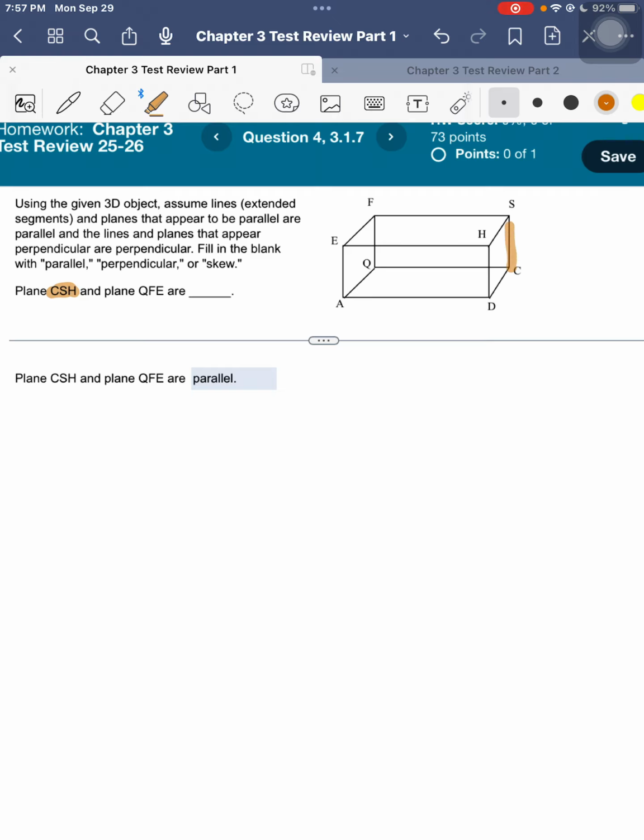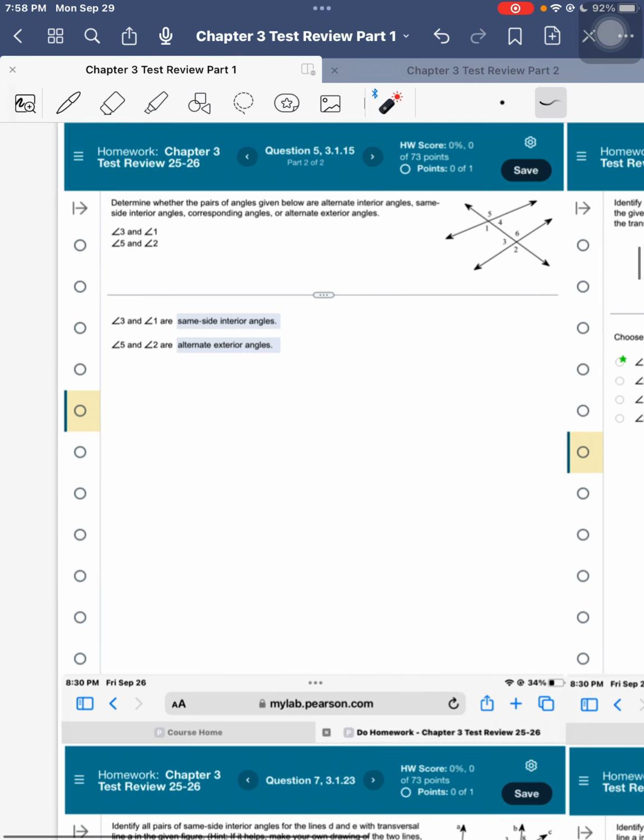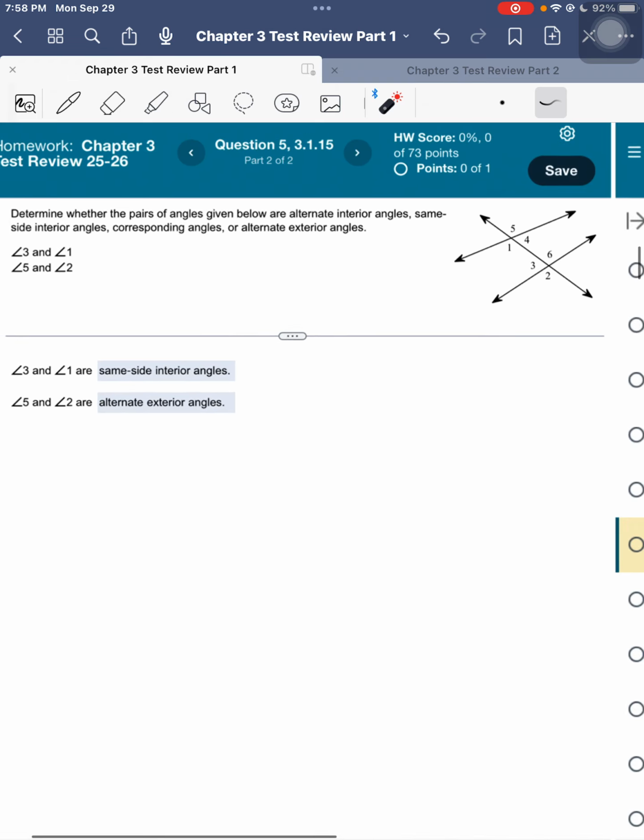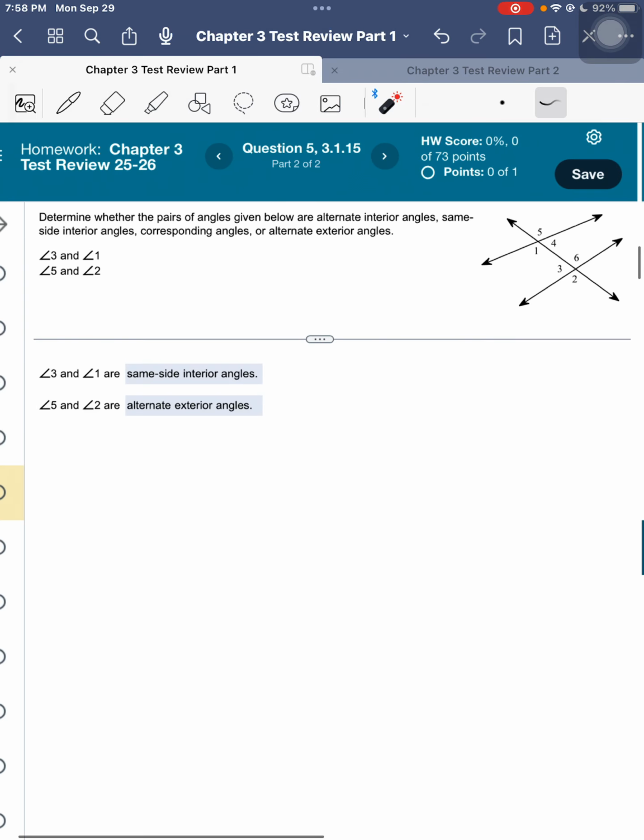Now these are planes. So in orange, let's highlight plane CSH. CSH, so that's right here. And we also have plane QFE. QFE, it's right there. What do I know about both of these planes? This plane's on the right-hand side, this plane's on the left-hand side. So these planes are both what? Parallel. They're going to keep on going forever in this direction and in this direction, never ever actually intersecting, so parallel.